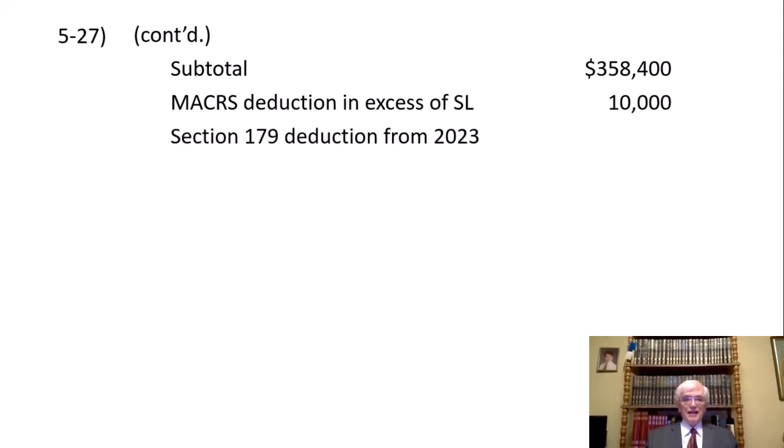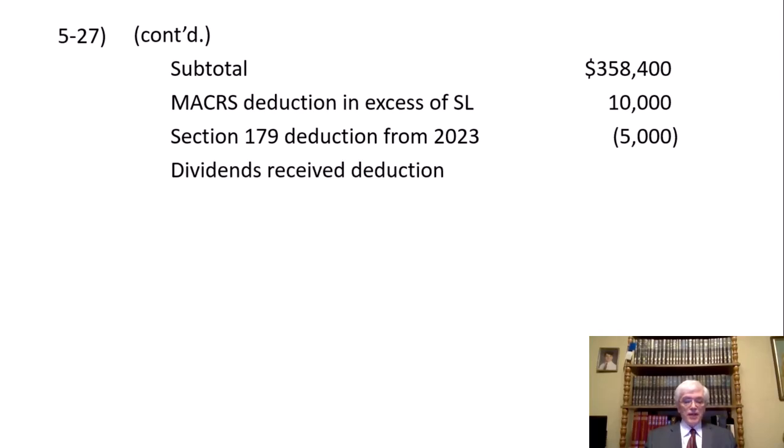Section 179 deduction from 2023, that was $25,000. We're going to spread that over 5 years, and so they had to add back the $25,000 in 2023, and we can now subtract $5,000 a year. We did it in 2023, presumably, and now we're doing it again in 24, and we'll do it again in 25, 26, and 27.